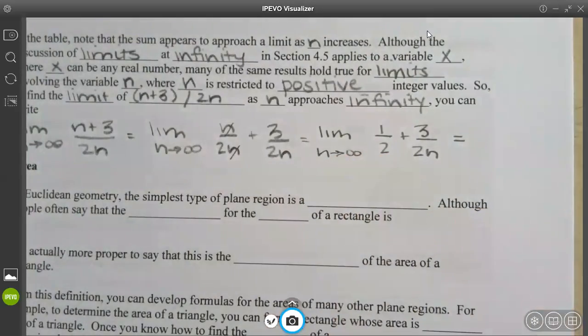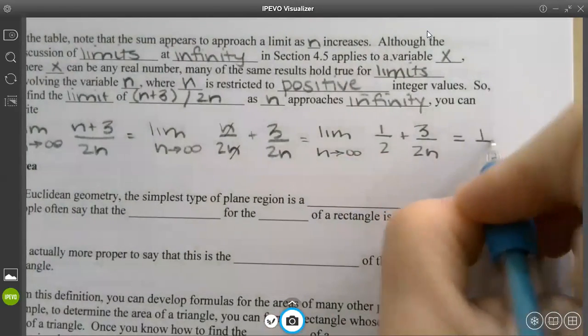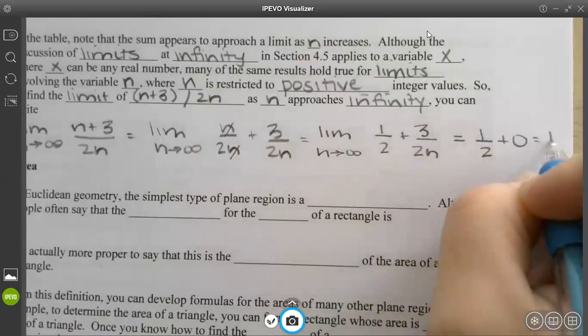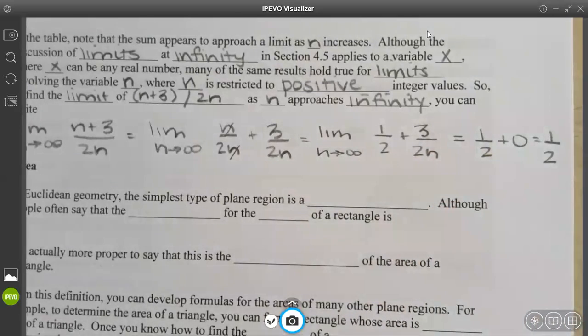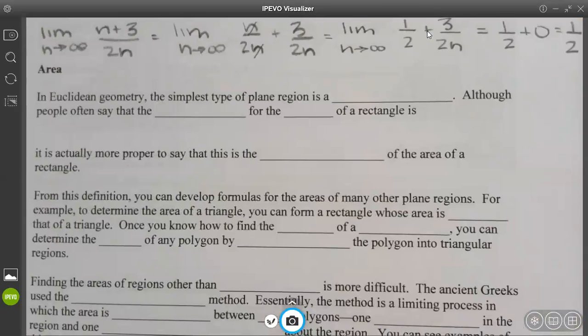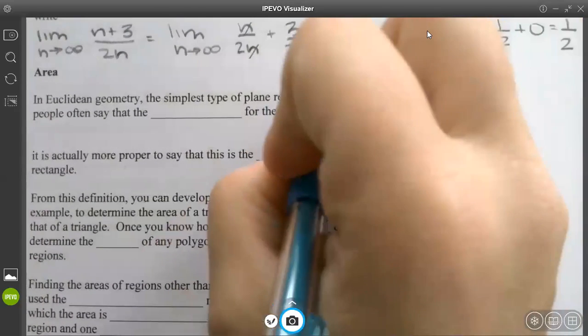What's your limit of 1/2? What's your limit of 3 over 2n? Which gives us 1/2. And if you look at that chart, it kept going, like it kept adding zeros in there. So it'd be 0.500 some decimals, 0.5000 some other numbers. Okay, so it definitely was going to 0.5. All right. So area. In Euclidean geometry, the simplest type of plane region is a rectangle.